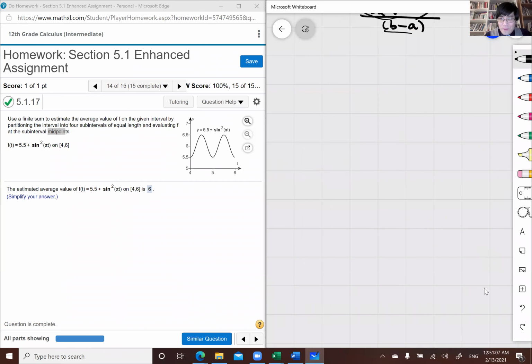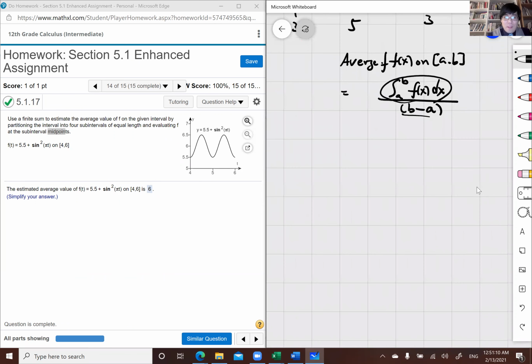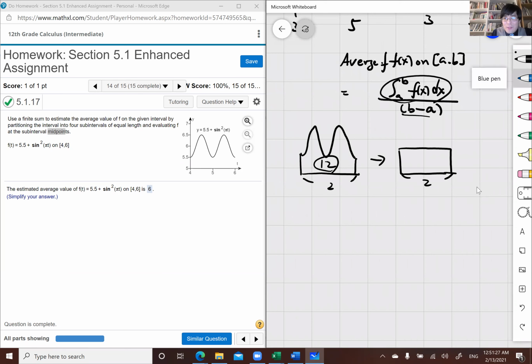So what we just found out is the area under the curve here is 12, and the length here is 2. So when you make a rectangle with a width of 2, then the height should be 6 to have the same area. So this 6 is called the average value of the function on the interval.